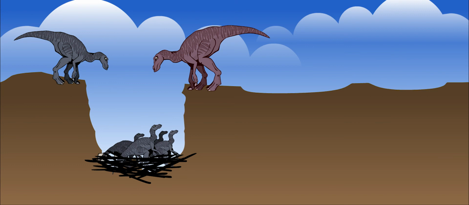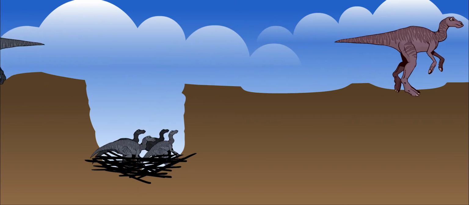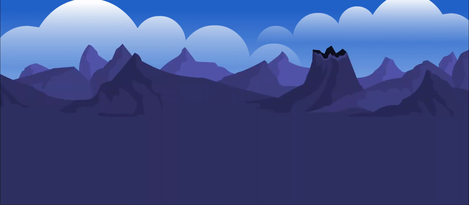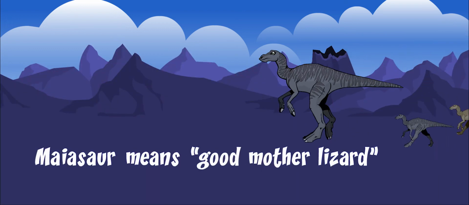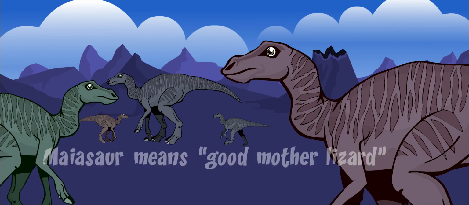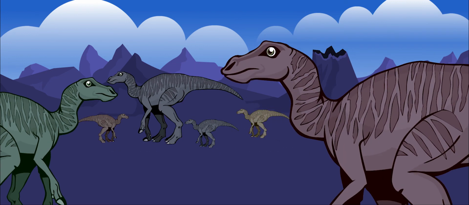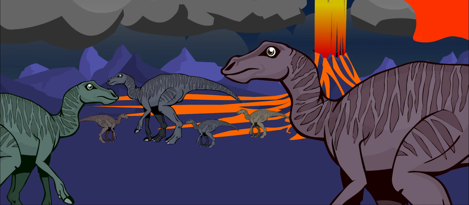But baby maiasaurs stayed in the nest and were fed by their mothers until they were older. This is how maiasaur got its name, which means good mother lizard. The Egg Mountain group of maiasaur probably all died at the same time, buried during a big volcano eruption.